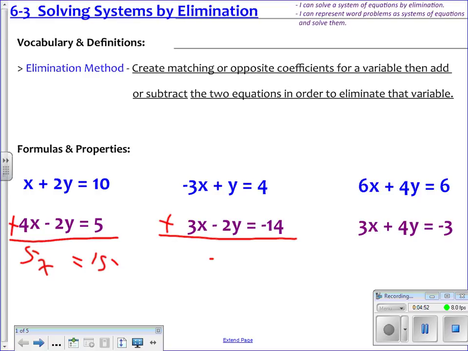4 plus negative 14 is negative 10. Watch your positives and negatives. That's the place where people are going to screw up the most. And here's the one that's really going to mess you up.